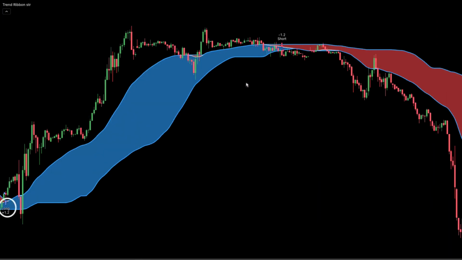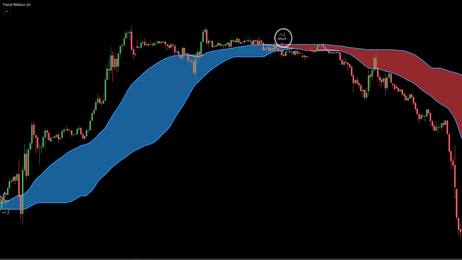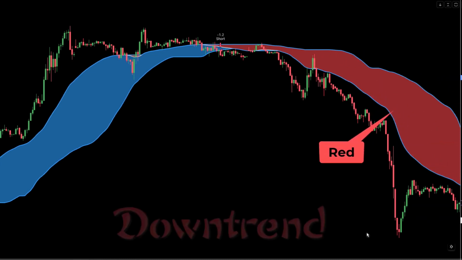First of all, if we look here, long is written, and here we can see when both the lines are below the market price and the color is blue, hence we will consider the uptrend here. Similarly, short is written here for downtrend, and here you can see that when the market price is above both the lines and the color is red, hence we will consider downtrend here.